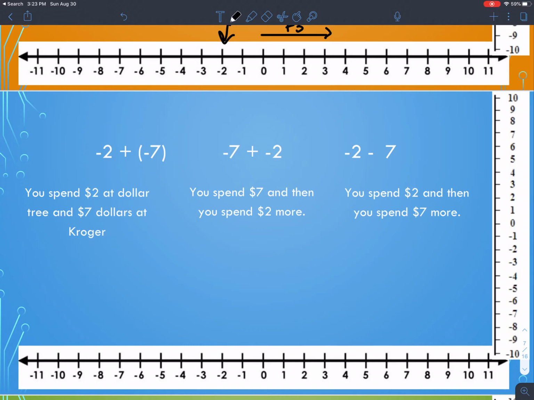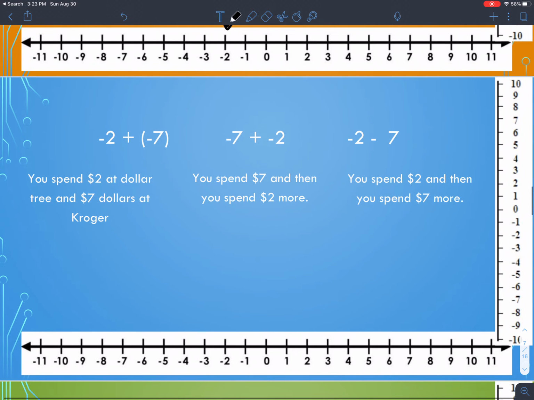Okay, so now that you've tried your hand at writing equivalent expressions, or at least identifying them, we're going to talk about a little bit of a different scenario, but it should come a little bit easier to you this time now that you've had some experience. So here's a different scenario. We have -2 and -7. So -2 plus -7.